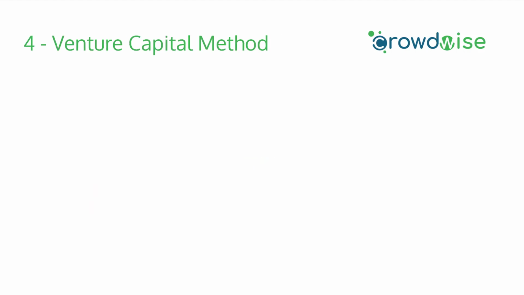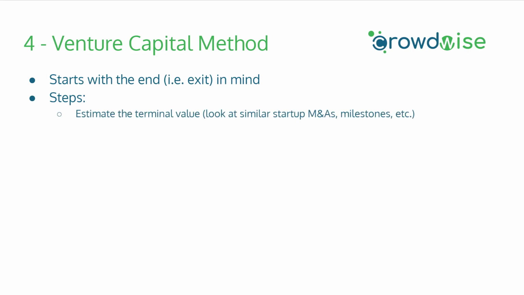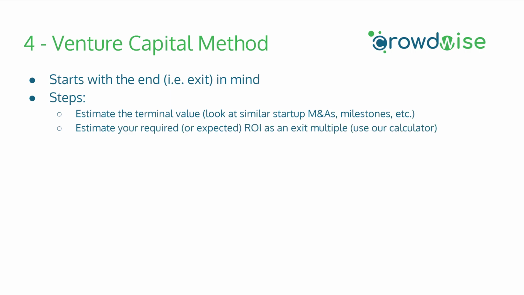Method number 4 is the venture capital method. This method starts with the end, i.e. a potential exit, in mind. So, the steps to the venture capital method? First, you estimate something called the terminal value. That's basically the exit value in a harvest year. Look for similar startups that have had M&As and recent milestones and what their valuations are. Then, you estimate your required or expected return on investment as an exit multiple. You can use our online calculator under the resources section of CrowdWise to help estimate this.